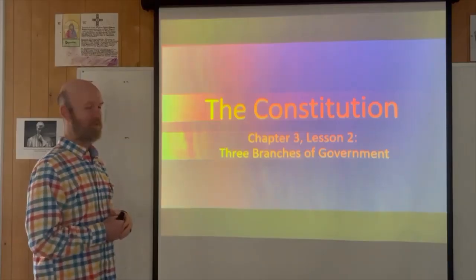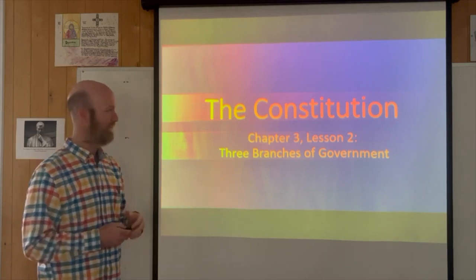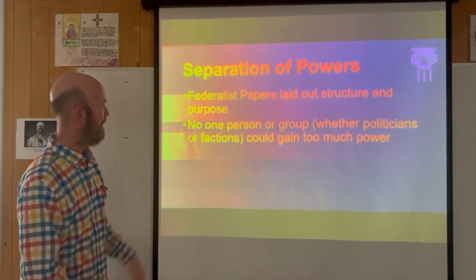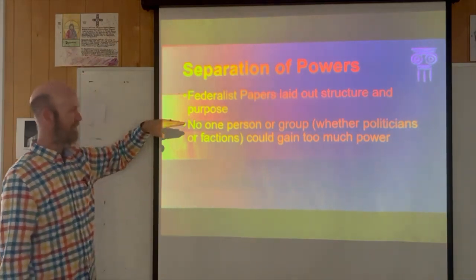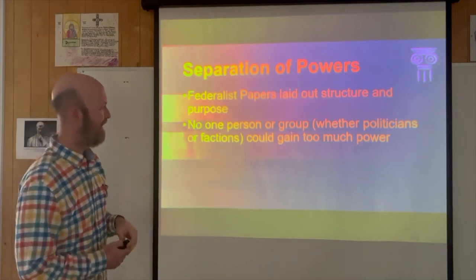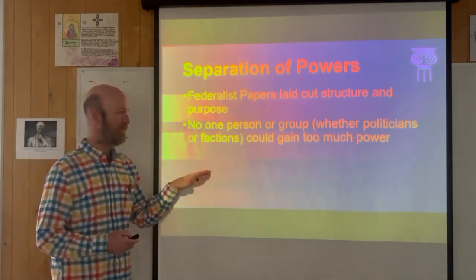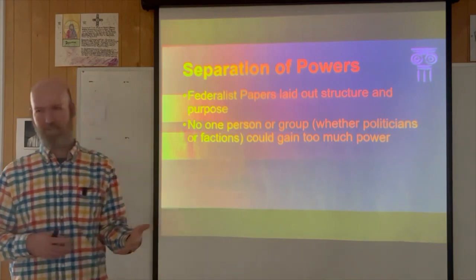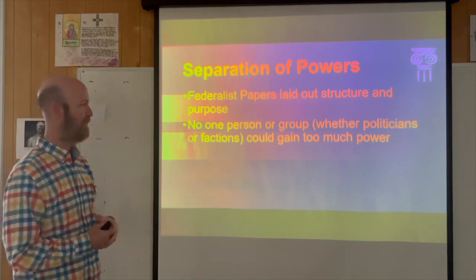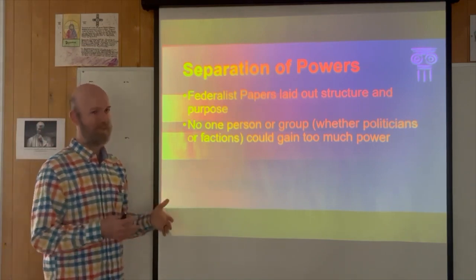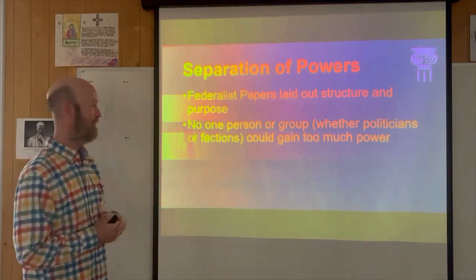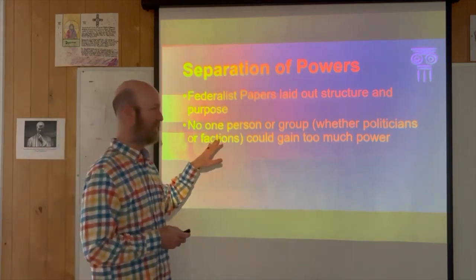So now we'll continue on and go into lesson 2 on the branches of government. Separation of powers. The Federalist Papers laid out the structure and purpose of the government. And they said that no one person or group, whether politicians or factions, would be able to gain too much control because of the way the Constitution set up the government through its separation of powers. There was no way that any one person or group could take too much power. And of course, factions is a big issue in Federalist 10.